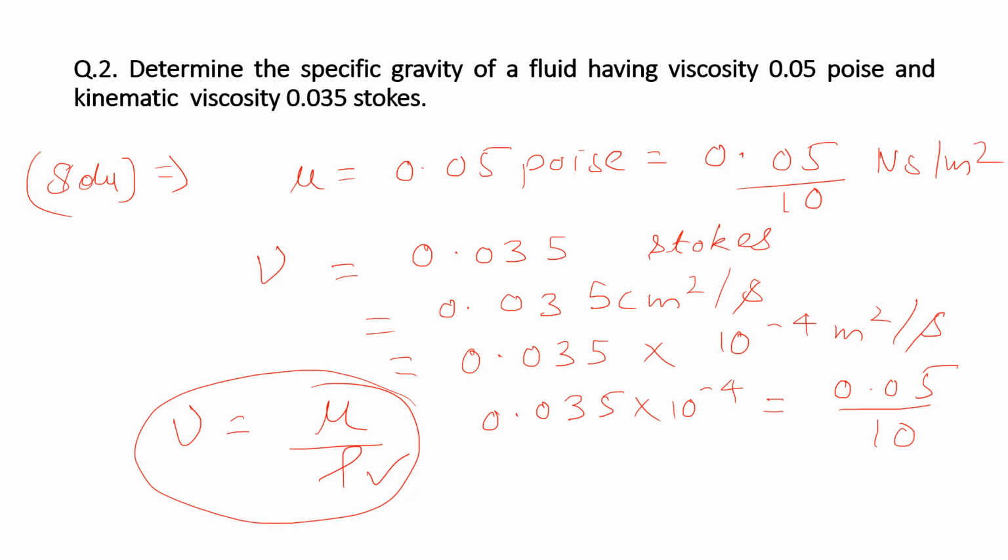So this is the quantity which we need to use to find specific gravity. So density is rho, that is unknown, right? So we will find density from this equation. So density will be 0.05 divided by 10 multiplied by 1 divided by 0.035 multiplied by 10 raised to power minus 4. So we will solve this value to get the value of density. After solving this, we will get the value of density as 1428.5 kg per meter cube.